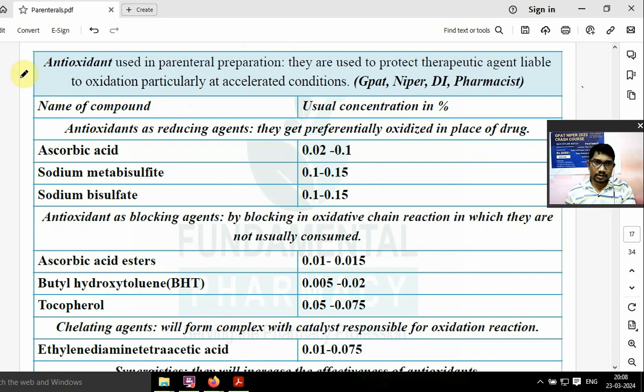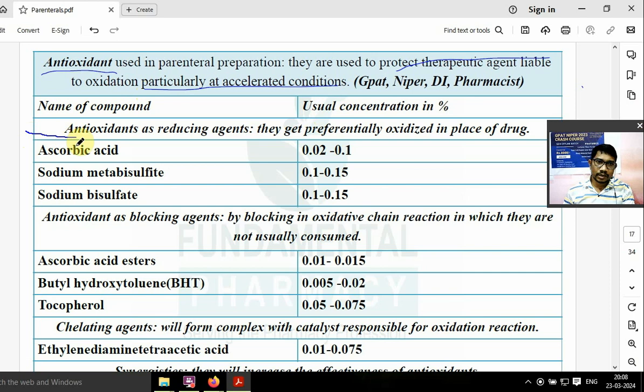Antioxidants. Okay, antioxidants they are used in the parenteral preparation used to protect the API, therapeutic agent liable for oxidation, particularly at accelerated condition. मतलब जब टेम्परेचर बढ़ जाएगा या फिर ह्यूमिडिटी बढ़ जाएगी उस टाइम पे स्टोरेज की वजह से जो ऑक्सीडेशन होता है प्रोडक्ट में, to prevent that antioxidants are used. तो देखो एंटीऑक्सीडेंट they act by different ways. So antioxidant they act as a reducing agent.